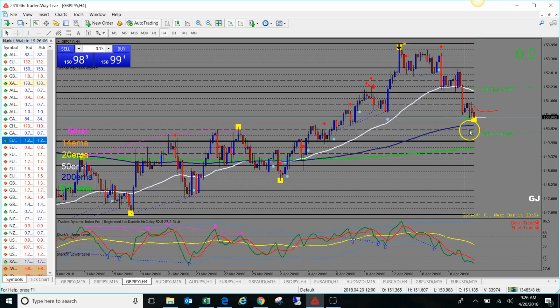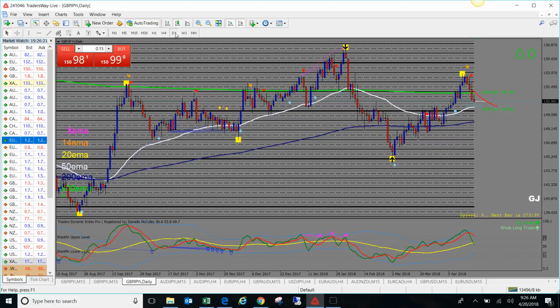As you can see, you got your 50 here and you got your 200. So this is showing you on the 4-hour time frame an uptrend. Let's look at the daily. And even on the daily, the 50 is still above the 200, but they are below the 800. So just remember, as long as the 50 is above the 200, you're in a bullish trend. When it's below, you're in a bearish trend.